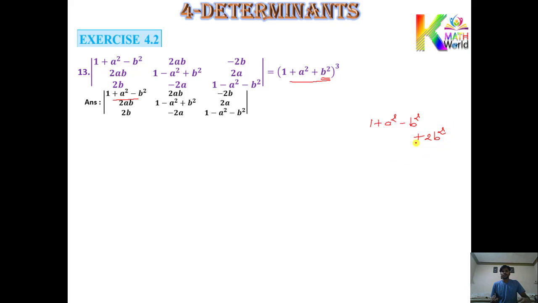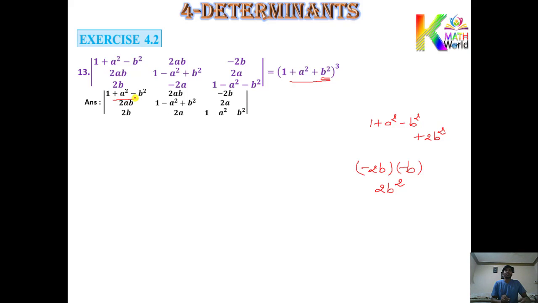So how do you get this plus 2b square? If you see the last column properly, if this minus 2b gets multiplied by minus b, then what will happen? You get 2 times b square. Then this 2b square gets added to which column? The first column. Then you get 1 plus a square plus b square. Hope you understood.